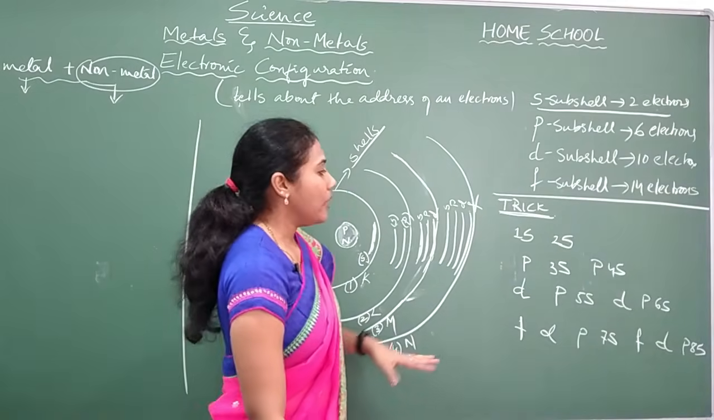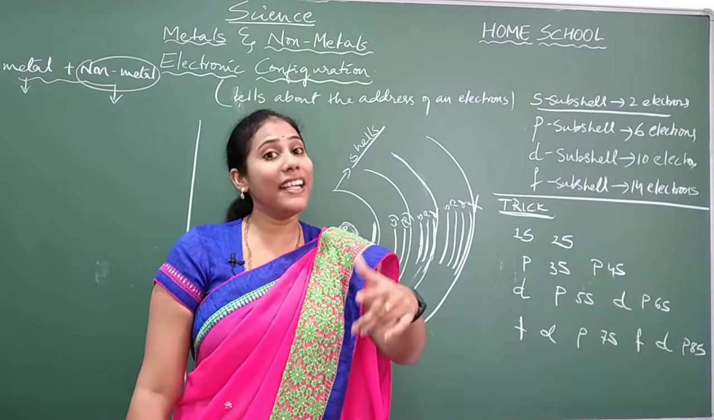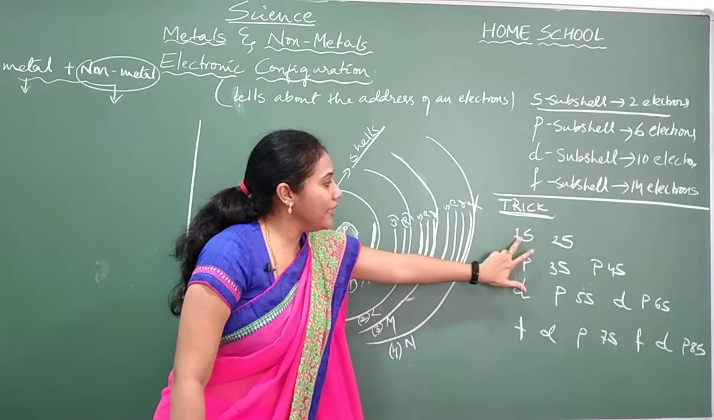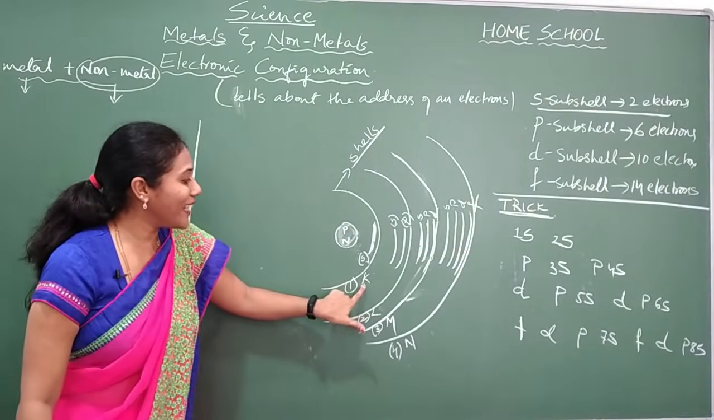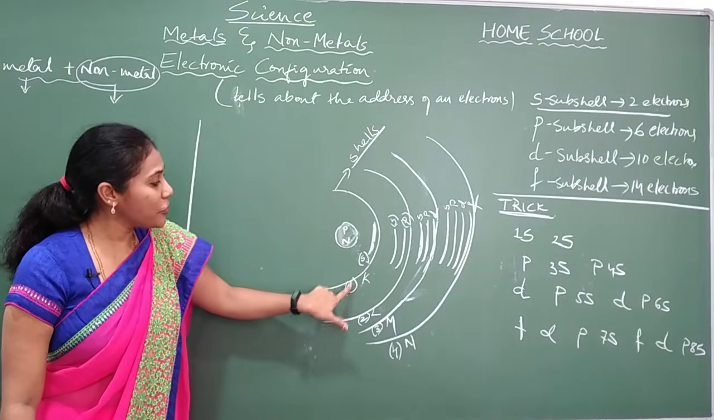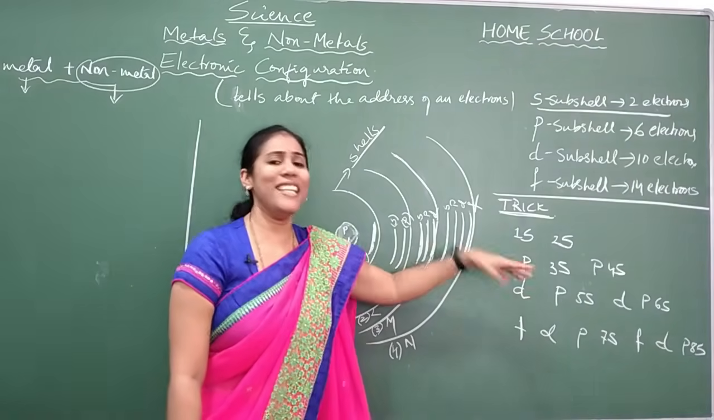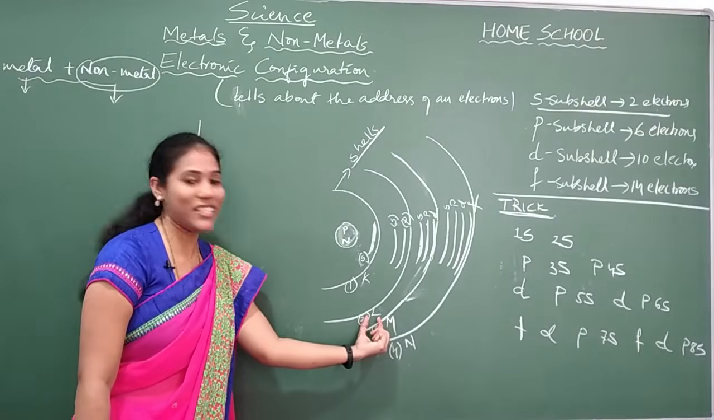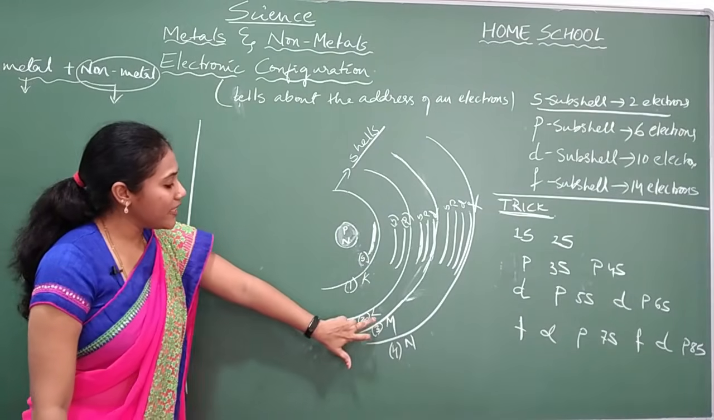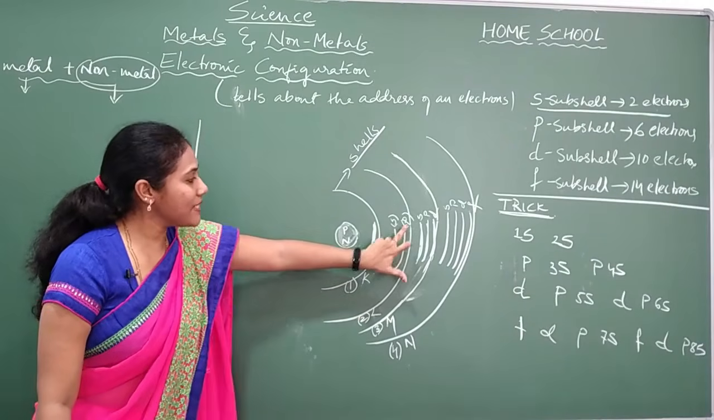Next, let us give numbers for p. Whenever you give a number for p, start from 2 onwards. There is no 1p. What is the meaning of 1s? 1 means K. K can also be represented with the number 1. So in the first main shell, you are talking about the subshell S. Where is our P subshell present? It is present in the second shell, not in the first shell. What is the number for the second shell? 2. P can be present in the second shell.